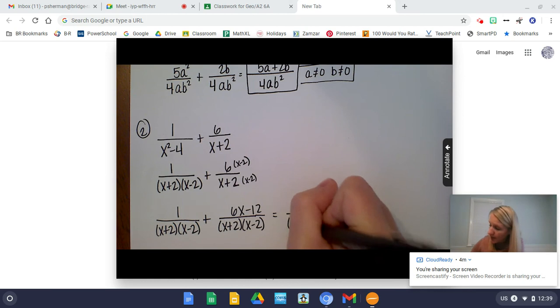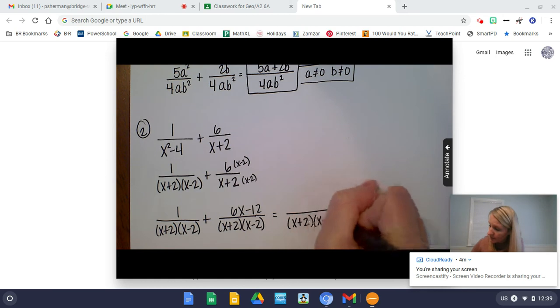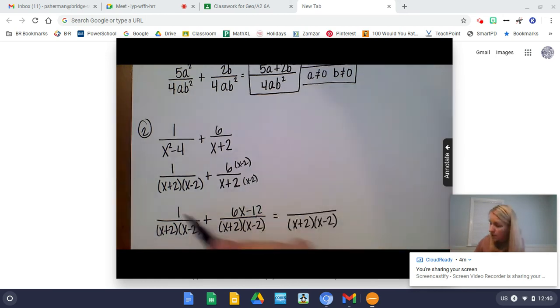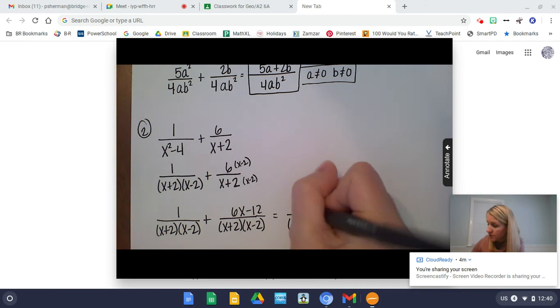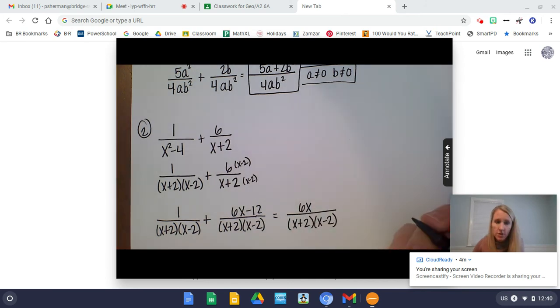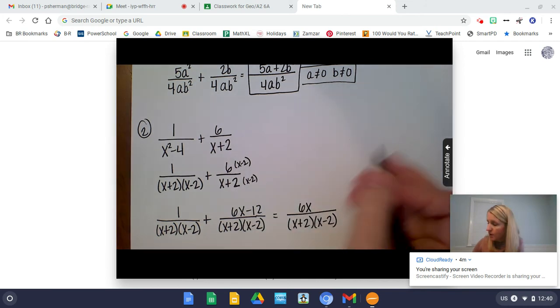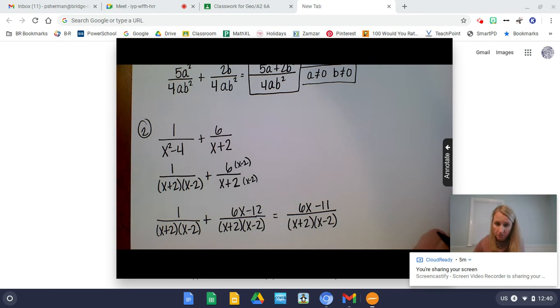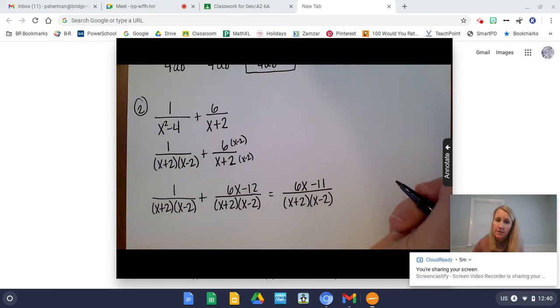And now I can finally actually add them. I'm just combining my terms here. So I have 1 plus 6x minus 12. That just gives me 6x, right? There's no other x terms. And then the 1 plus negative 12 will give me minus 11. In this case, that's not factorable. Nothing's going to cancel or reduce. So I think I'm just done.